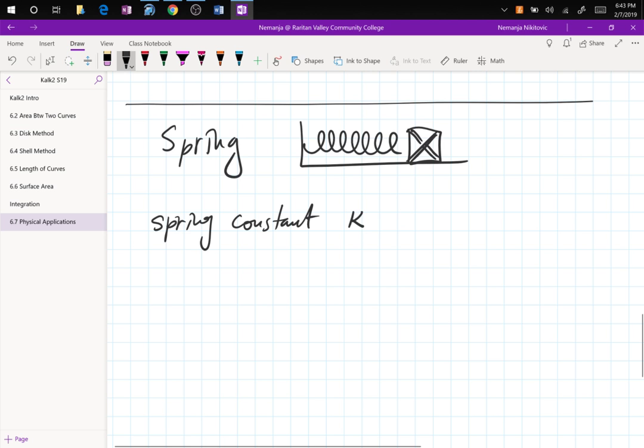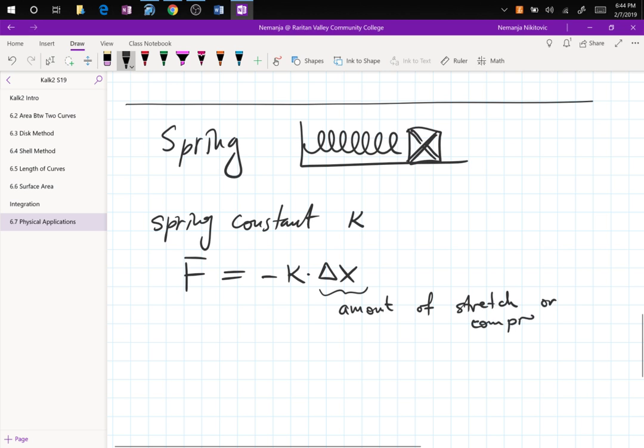So that's the spring constant. And now we use that in Hooke's law, where we say that the force is equal to negative K times delta X. Now delta X is the amount of stretch. Could also be compression.